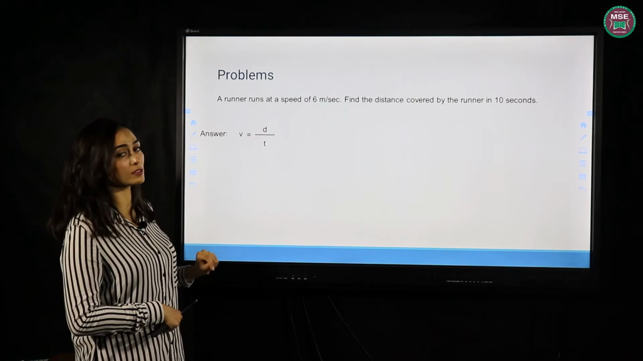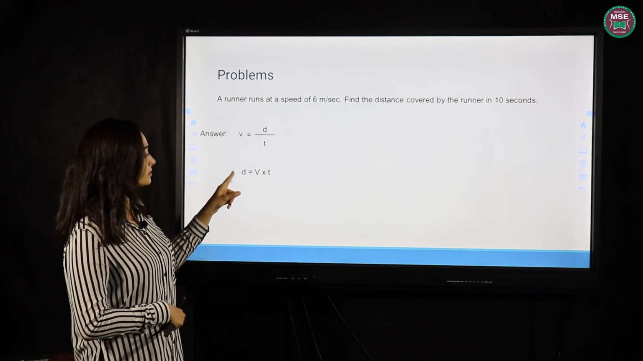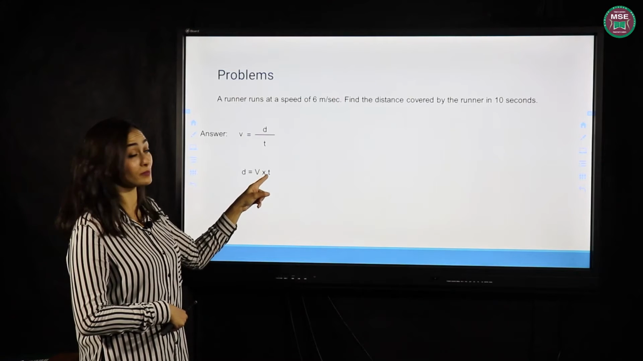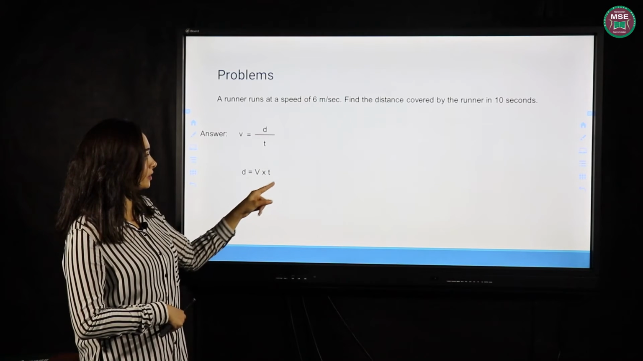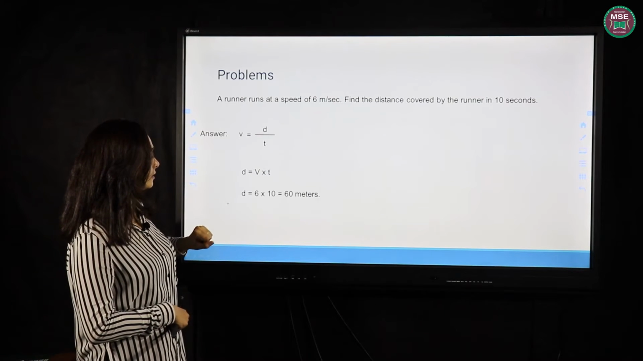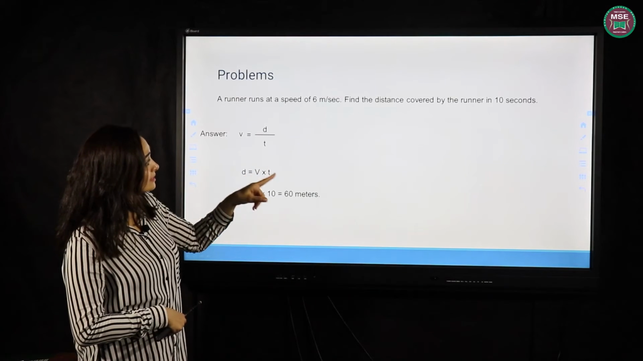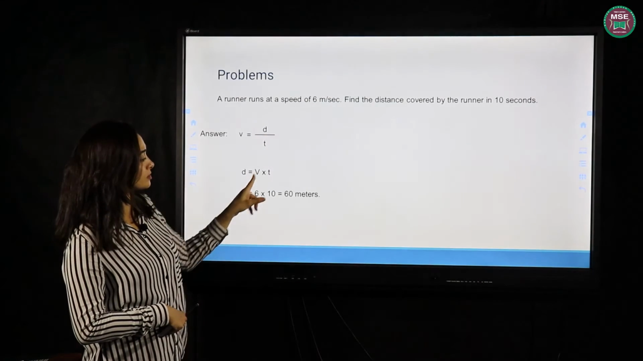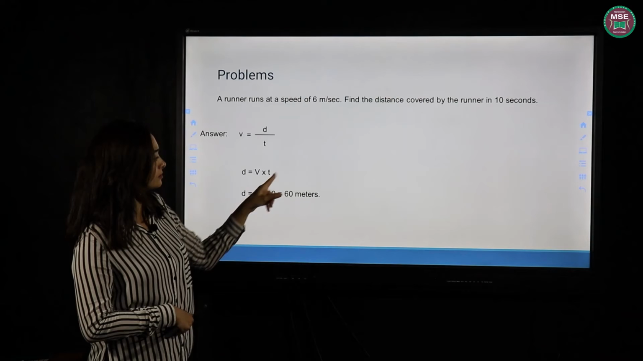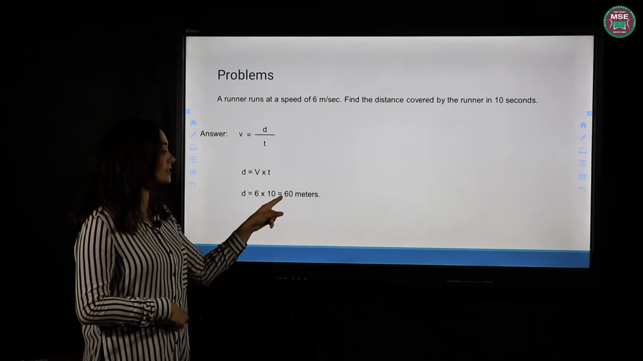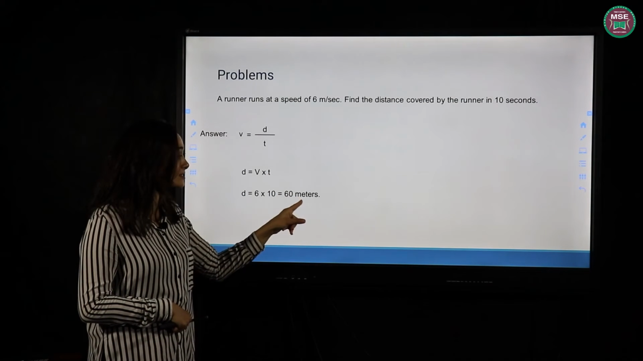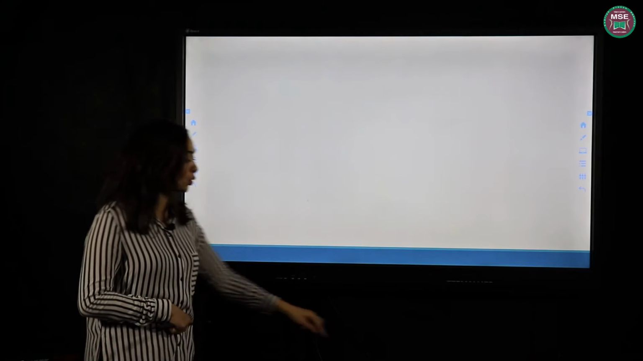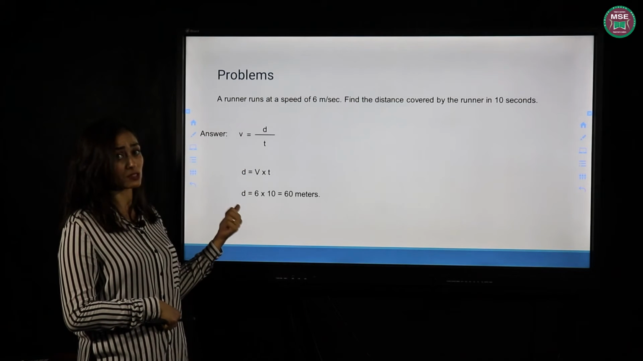If I want to get the distance, we find distance equals V times T, speed times time. Then distance equals 6 meter per second, which is the speed, times 10 seconds, which is the time, and the result will be 60 what? Yes, 60 meters, because we get distance here.